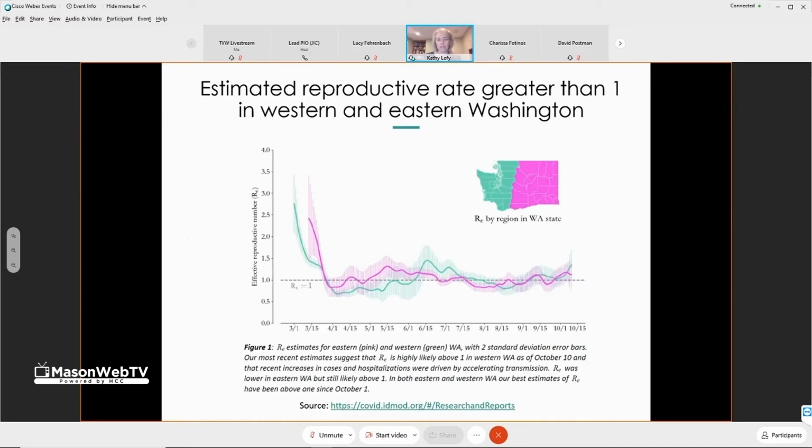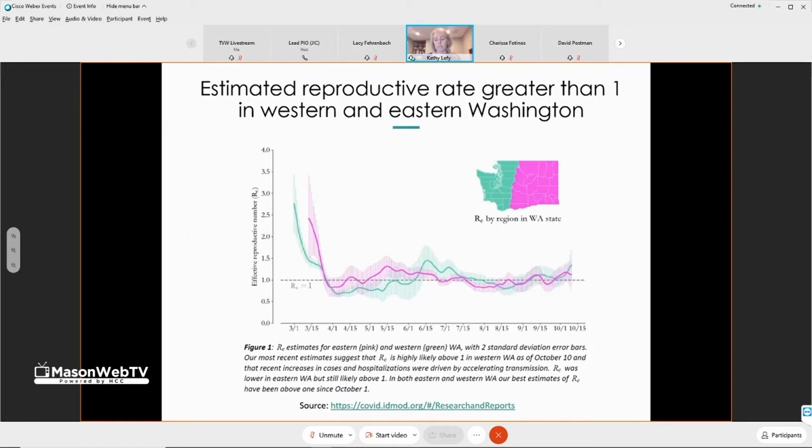And I think you all know by now that the reproductive rate is the number of people that will be infected from one given case. We want this number to be less than 1 because when the reproductive rate is less than 1, the outbreak gets smaller. When it's greater than 1, the outbreak grows.